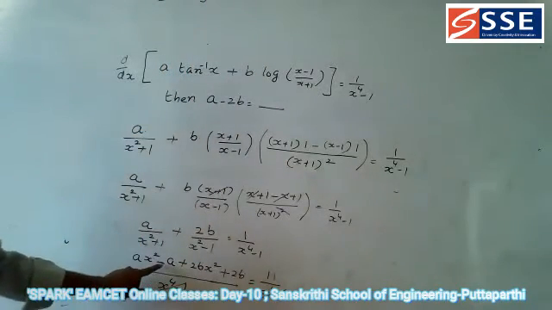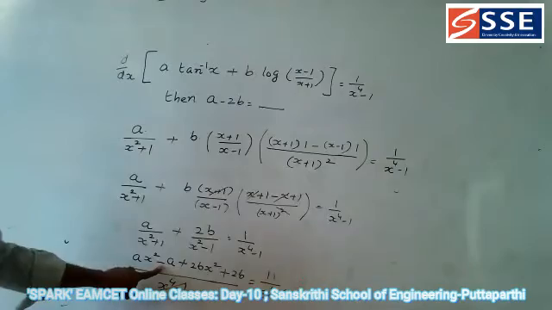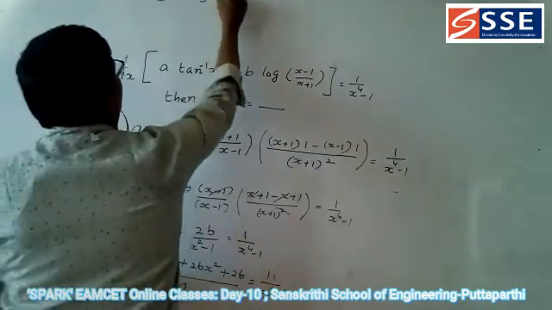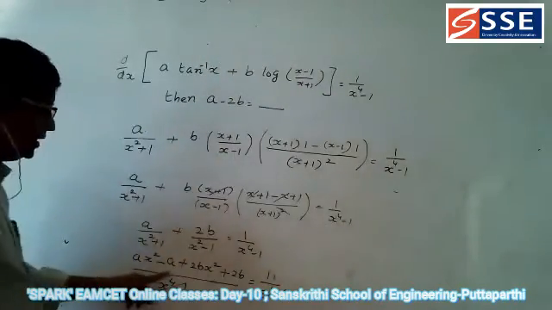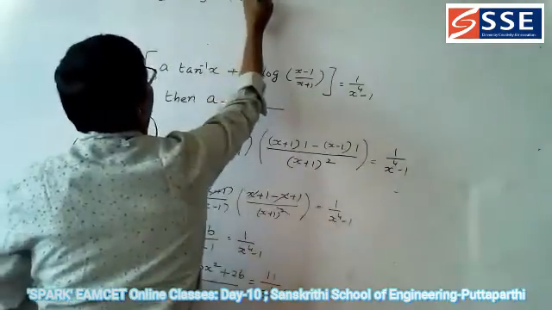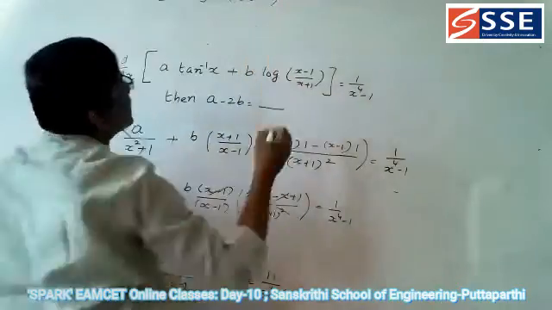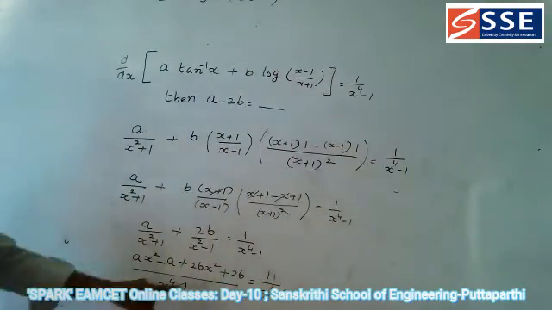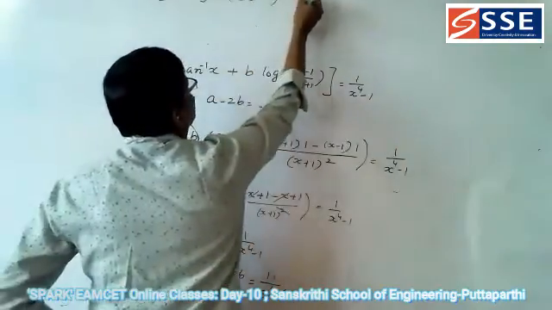In these two, which one is common? Plus, you write down both together, 2b minus a. Why? Because these two are constants, is equal to 1.